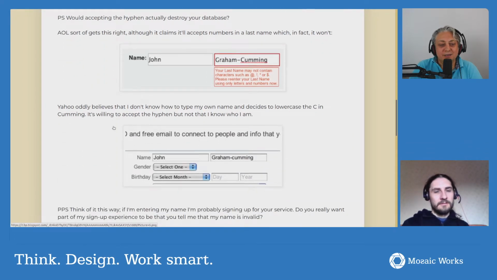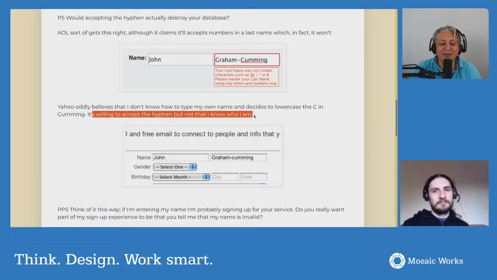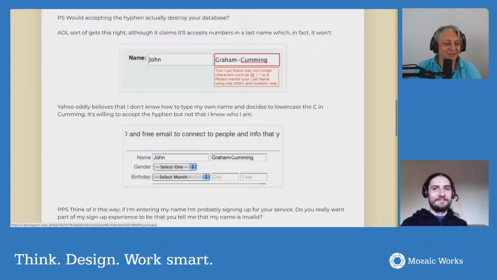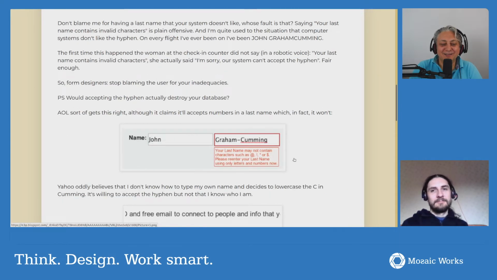Another one is Yahoo. Once again, it was 2010, so I don't know how Yahoo does it today. Yahoo oddly believes that I don't know how to type my own name and decides to lowercase the C in Cumming. It's willing to accept the hyphen, but not that I know who I am. So it tries to help by automatically correcting to a lowercase c in Graham-Cumming. Yeah, it's quite funny.